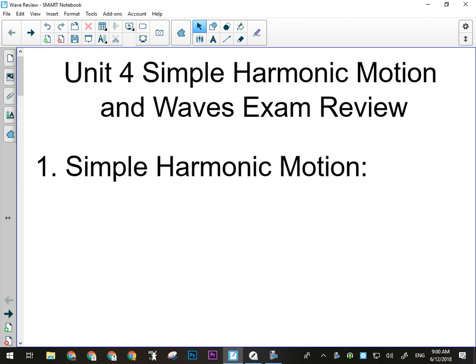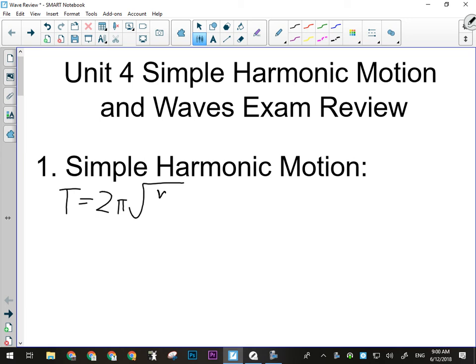So first thing we did in this unit was we talked about simple harmonic oscillators. We talked about a mass on a spring, and we talked about a pendulum. So the first kind of stuff that we did there had to do with the period of those two oscillators. So we talked about how for a mass on a spring, period was 2 pi times the square root of m over k. So the two things that could affect the period of a mass on a spring were mass and the spring, okay, and specifically the spring constant of the spring.